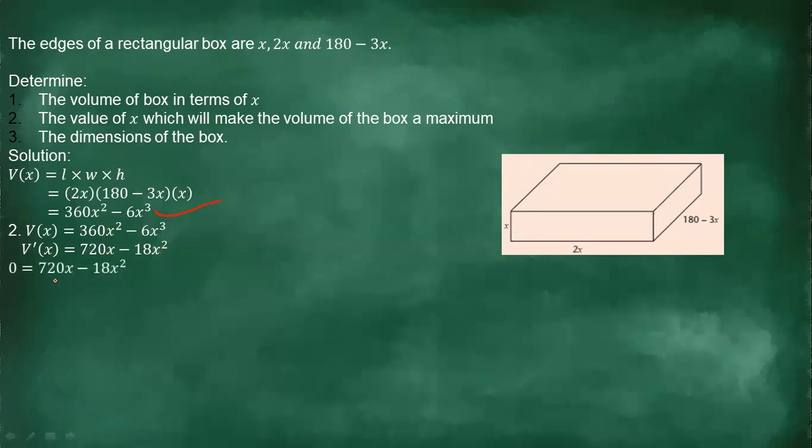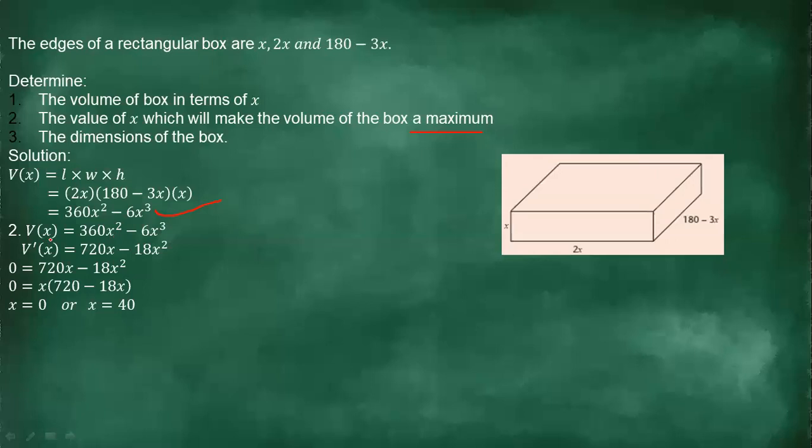Thereafter, you equate it to zero, and then you take your common factor as x and solve for x. x equals zero, and then 720 minus 18x equals zero. When you solve that, it gives us x equals 40. Since they are looking for the maximum, we now have two values, and we have to choose between them. Which one is the maximum volume?